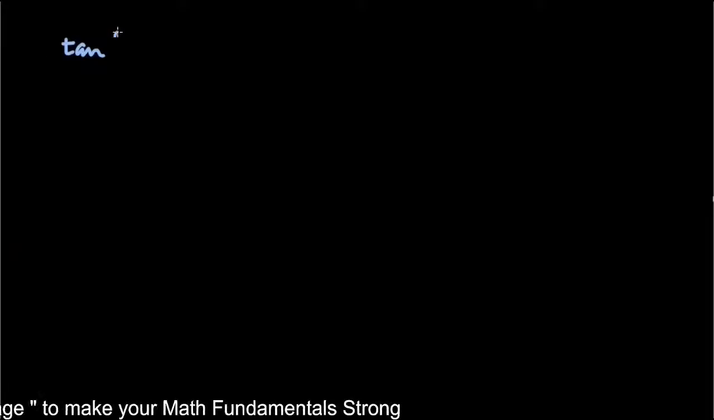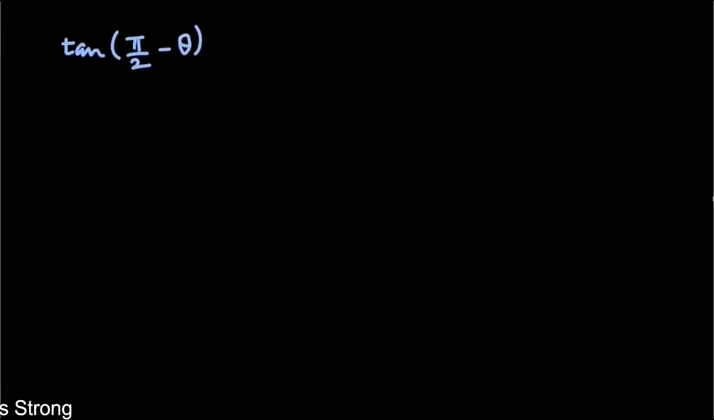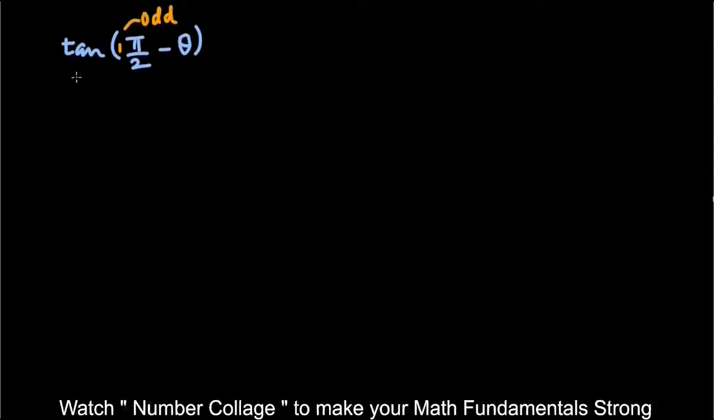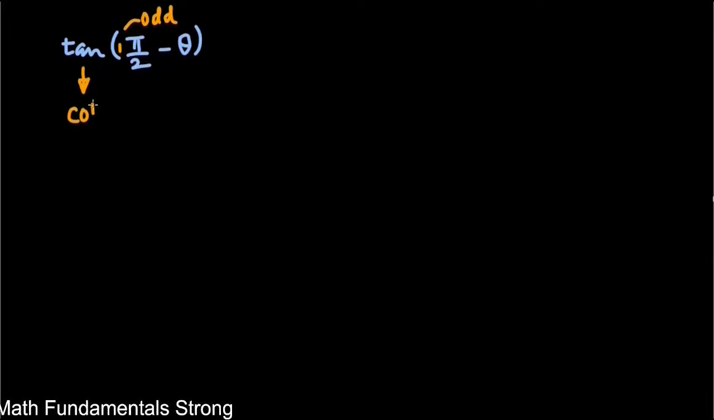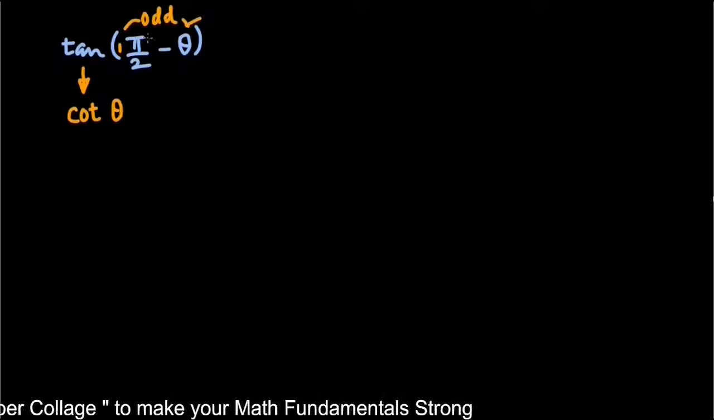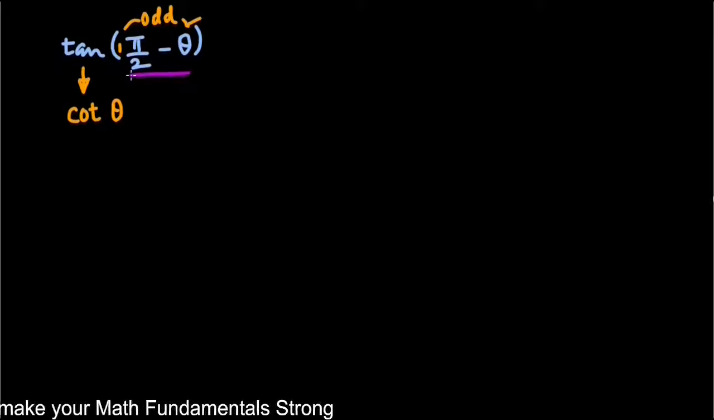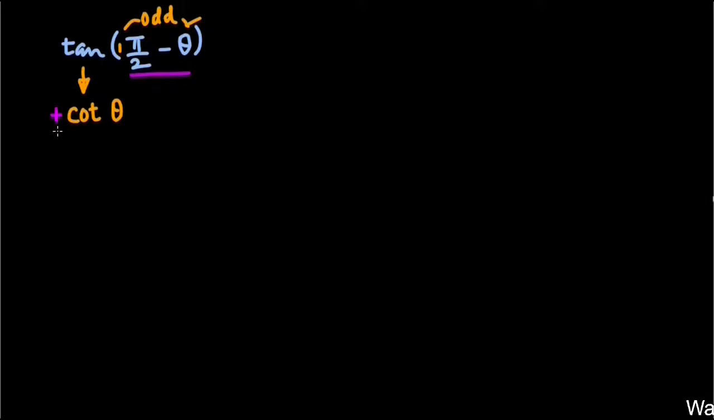What about tan of pi by 2 minus theta? Here also, the coefficient of pi by 2 is 1, which is an odd integer. Therefore, we write this tan as cot of theta. Next, the angle pi by 2 minus theta lies in the first quadrant. In the first quadrant, all ratios are positive, therefore, this will also be positive.